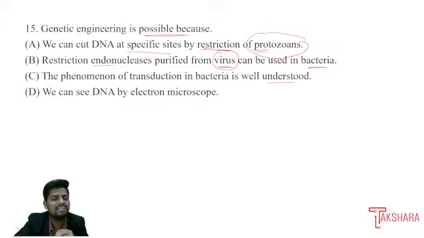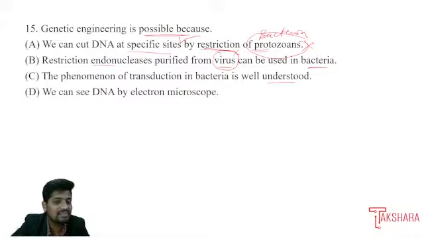But according to the statements, genetic engineering is very possible because of what reason? We can cut the DNA at a specific site by the restriction of protozoans, it is wrong. The restriction enzymes are used in the bacteria, that is correct. And restriction enzymes are examples of endonuclease. They are purified from the virus, totally wrong. They are always purified from the bacteria and used for the bacteria only.